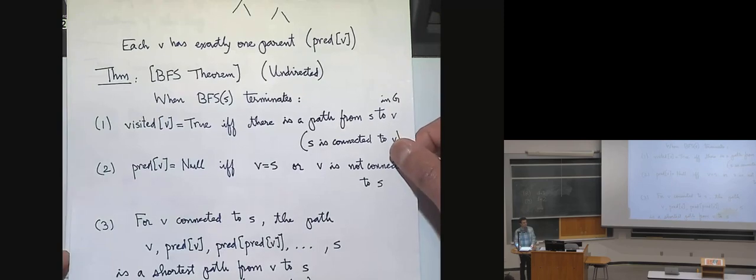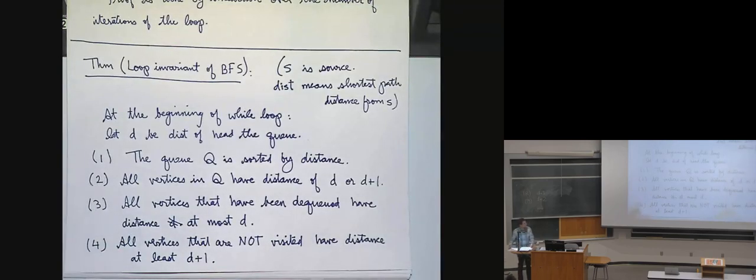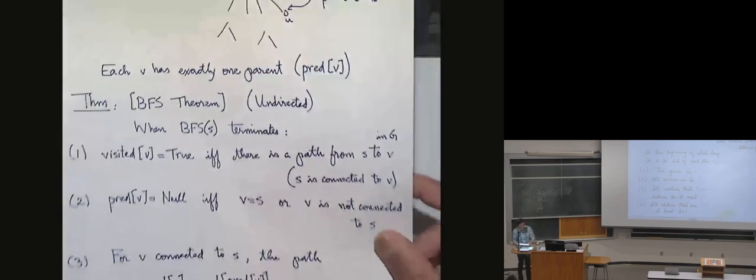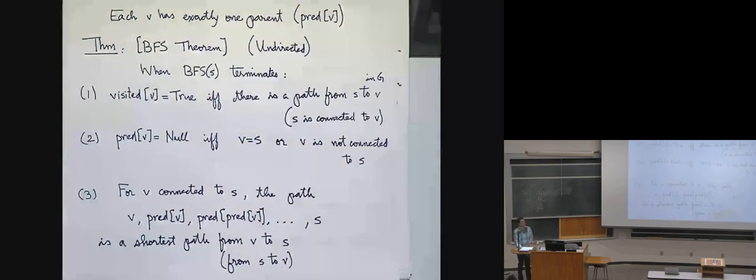Okay? So again, proving this is a bit of grunt work with induction. You have to look at different cases of what the queue looks like and what happens. But what is important is to understand why this statement, the loop invariant, assuming it is true, implies the BFS theorem, which is sort of what we really care about.